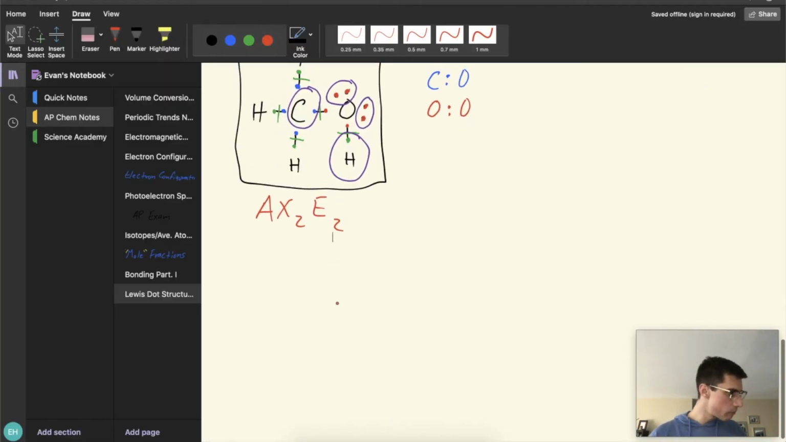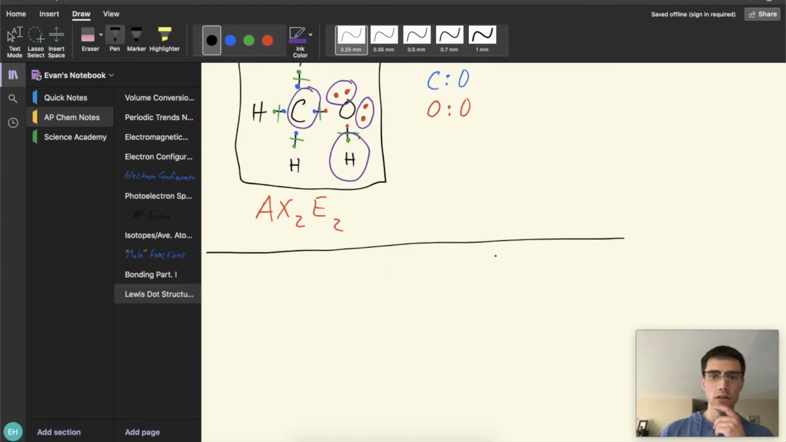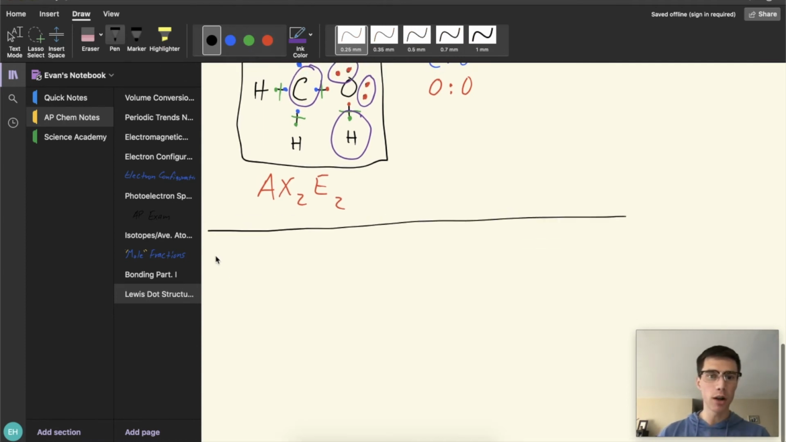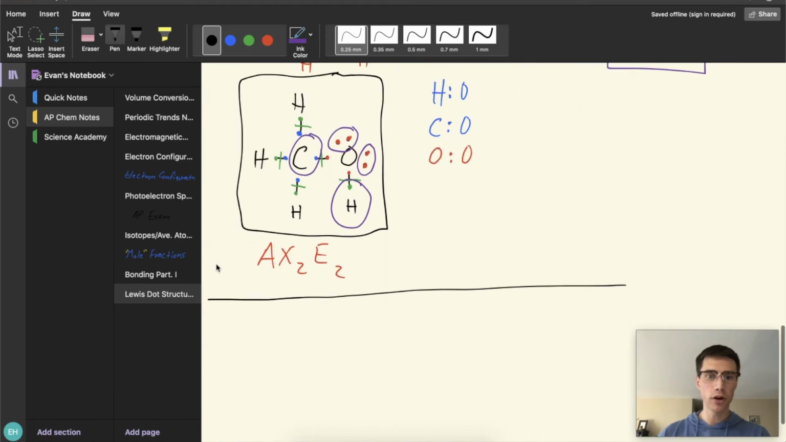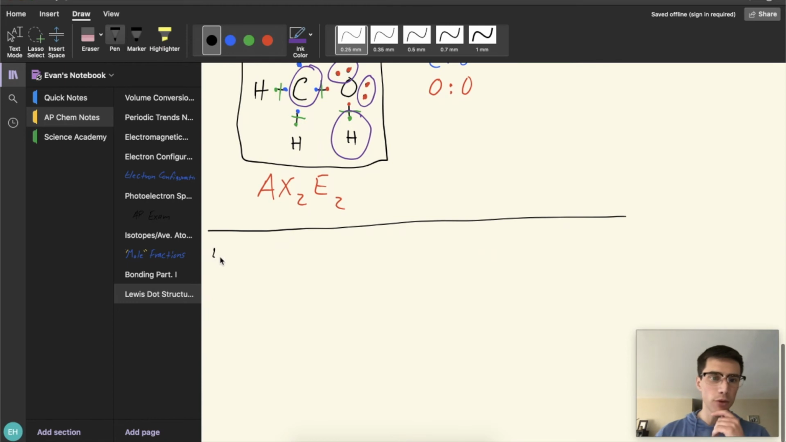Moving on. All right, let's take a look at this one. So now we're actually running into a problem. What is this, problem number 3? Problem number 4. Okay, problem number 4. We are dealing with NO2 minus. Now, this is a great example of a polyatomic anion.